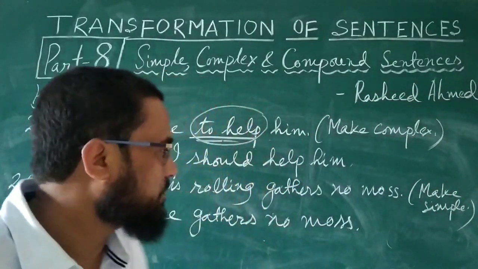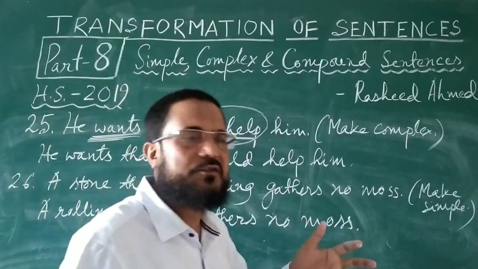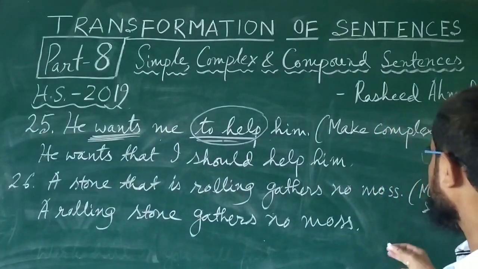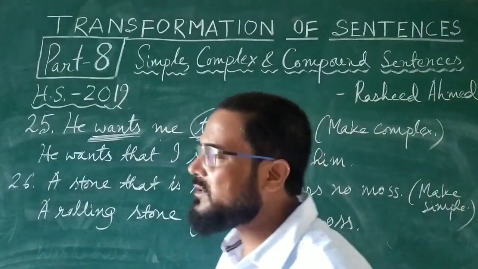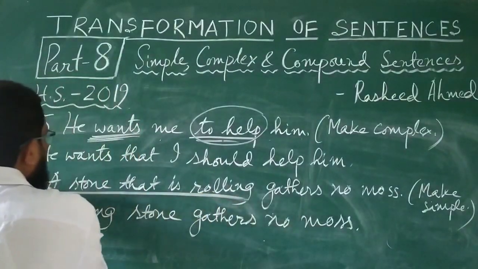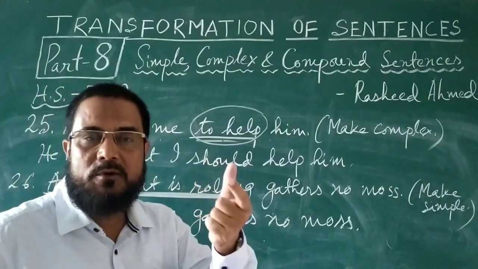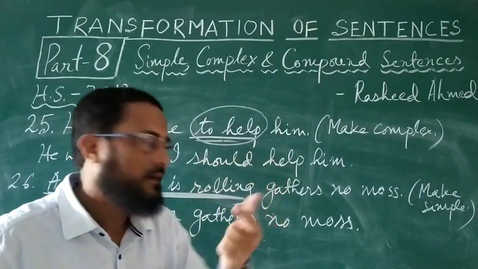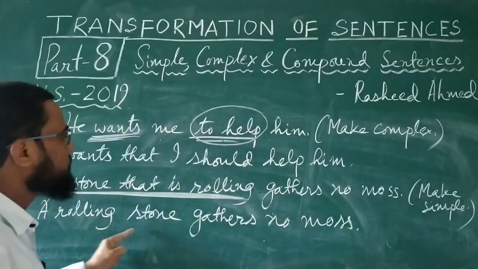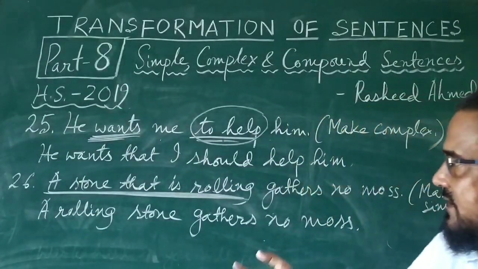Coming to the next question that came in the same year, a stone that is rolling, or a stone that rolls, gathers no moss. That is a complex sentence, and the instruction is to make it simple. A stone that is rolling, out of this we will change it into a rolling stone. A story which is unbelievable, an unbelievable story. A stone that is rolling, a rolling stone gathers no moss. That is simple. So these questions were the ones that came in 2019.